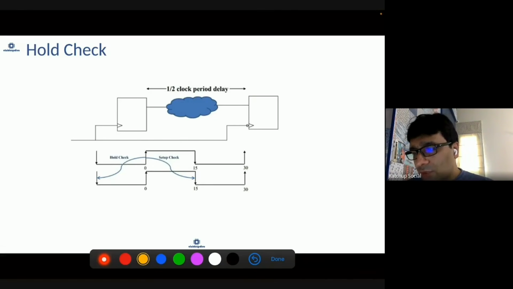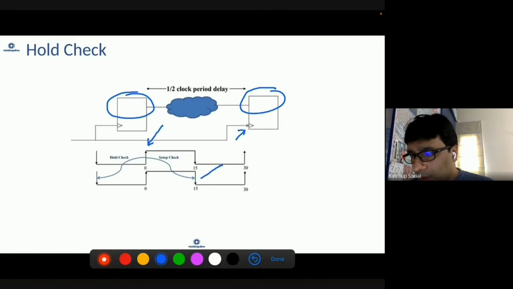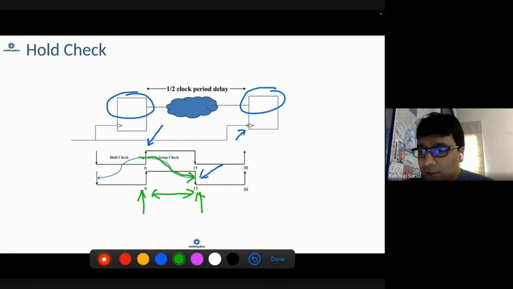Now, in terms of setup check, let's understand this example. You're launching the data and you're capturing the data on the negative edge of the clock. So basically you're launching data here and capturing data on the negative edge of the clock. So your setup check is basically half a clock cycle, which is this. You launch the data here and you capture the data here. Hold check actually turns out to be this. Why? Let's understand.